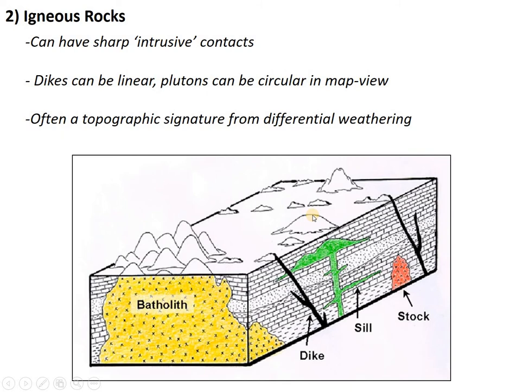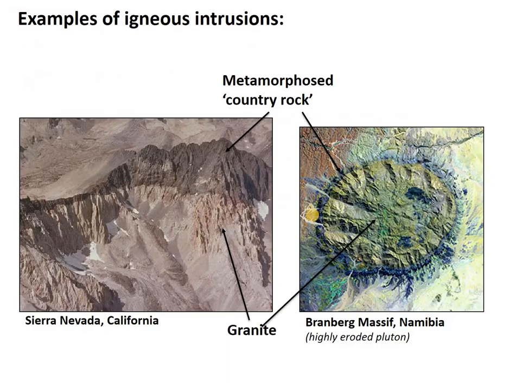Another thing about igneous rocks is they are often erosion resistant. So we often think of igneous rocks like granites or basalts as tending to be more prominent in the landscape because they're a little more resistant to weathering. Here's a couple examples. Here's the Sierra Nevada, California. We've got a granitic pluton in contact with some of the overlying country rock that was there previously. And notice how sharp that contact is.